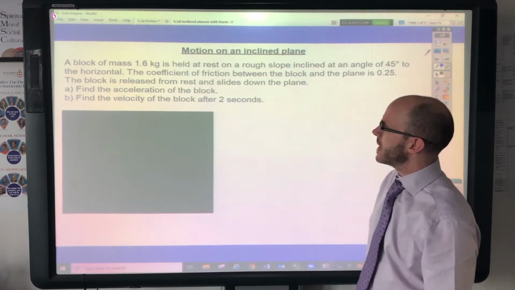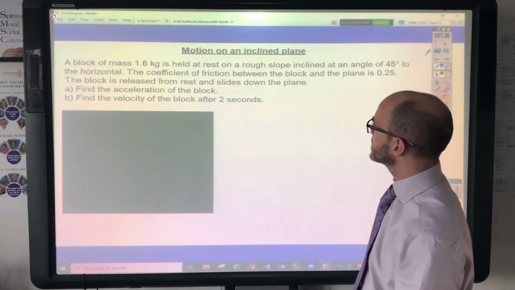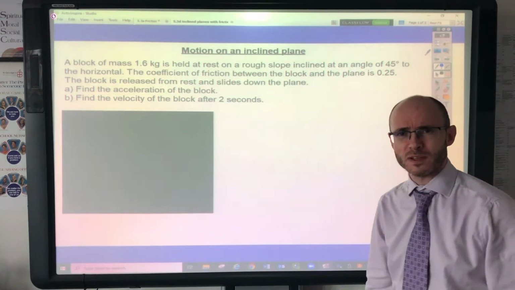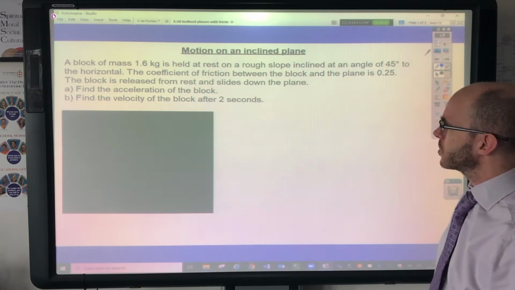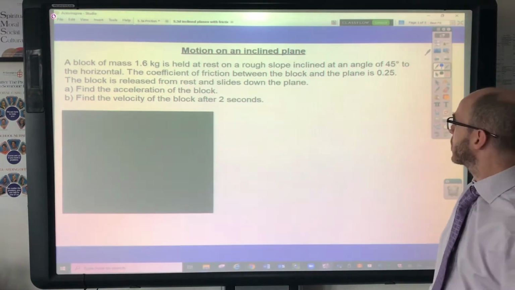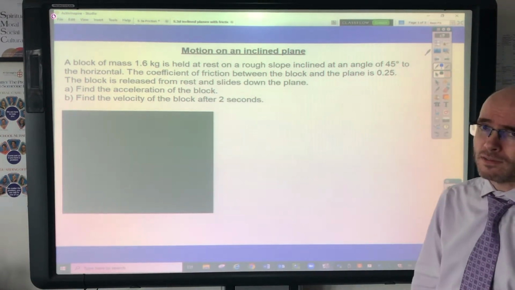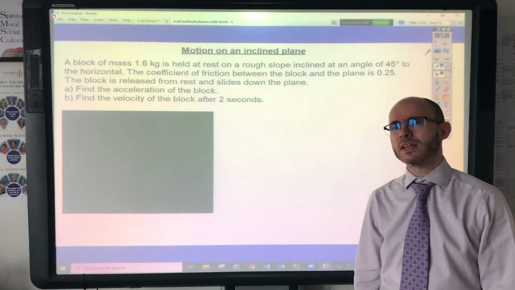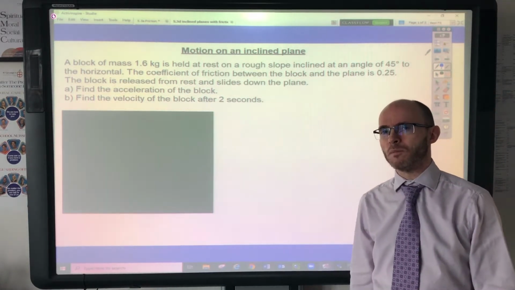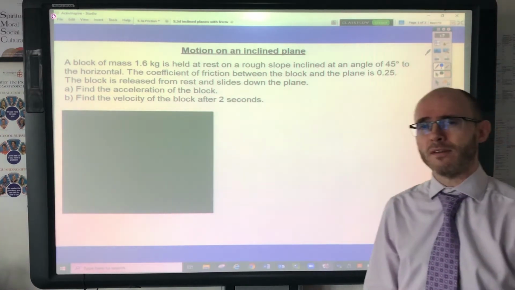So, a block of mass 1.6 kilograms is held at rest on a rough slope, okay? Inclined at an angle of 45 degrees to the horizontal. The coefficient of friction between the block and the plane is 0.25. The block is released from rest and slides down the plane. Find the acceleration of the block first of all, and then you've got to find the velocity of the block after 2 seconds.